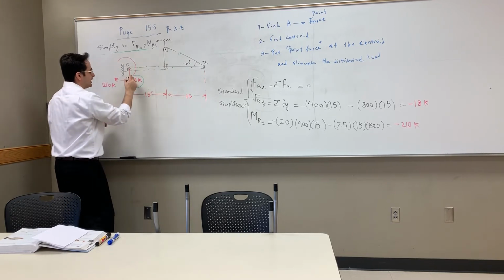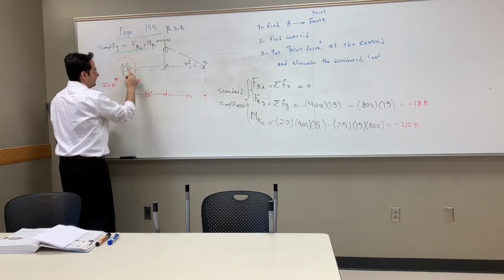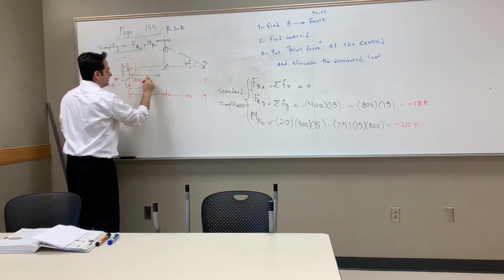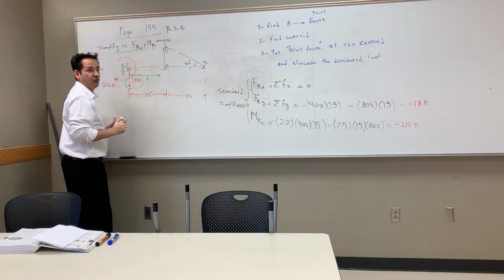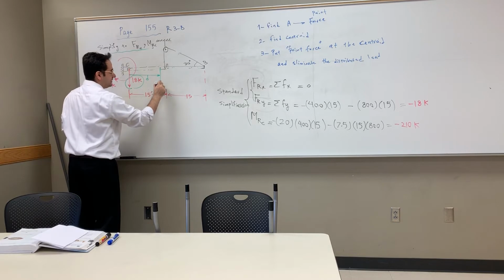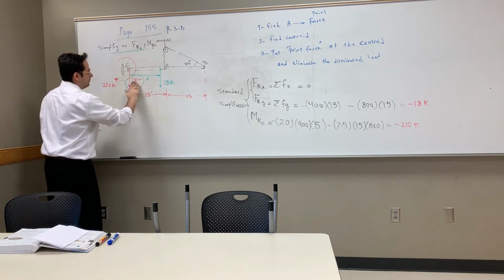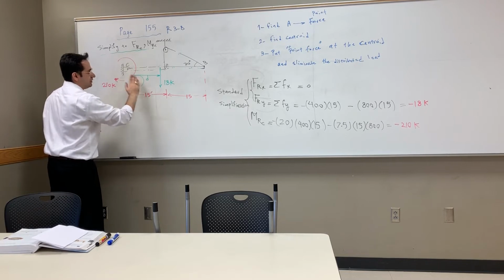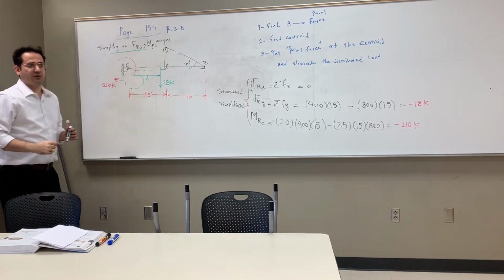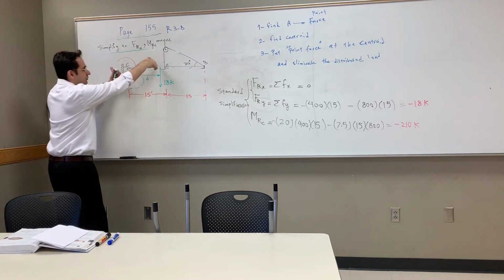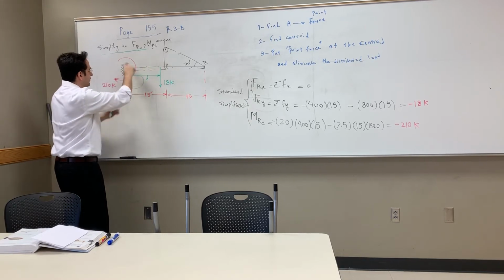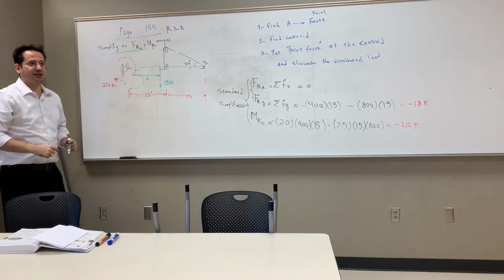So where should I move it? Let's say I move it to a distance E. I don't know, that's one of our unknowns. I should find it. I should move this 18K to a distance E, such that, when I move it, I just erase it, right? Because I displaced it. Distance E, such that the moment it generates around this point is equal to 210K.